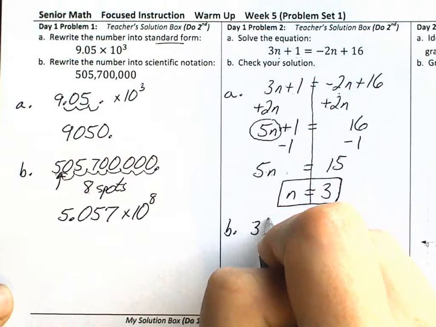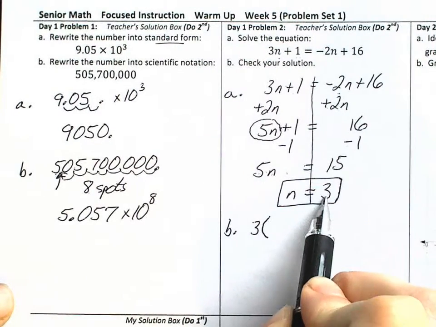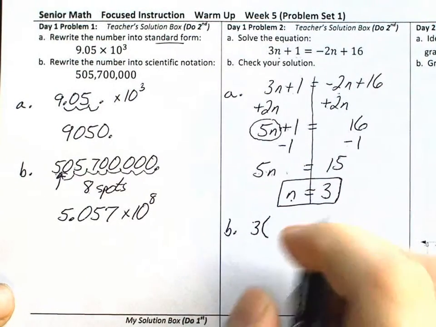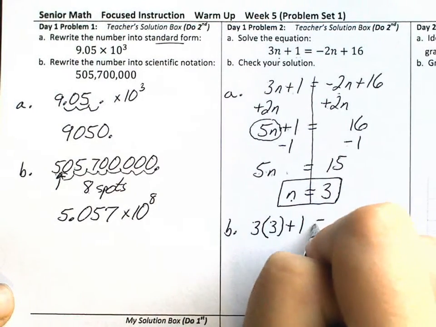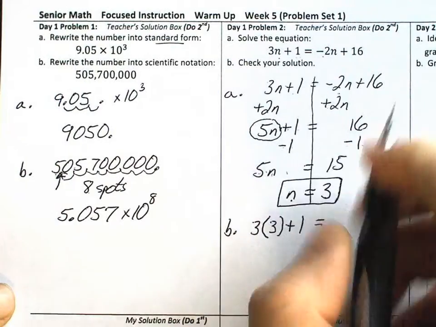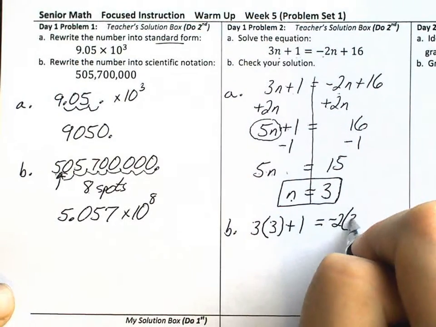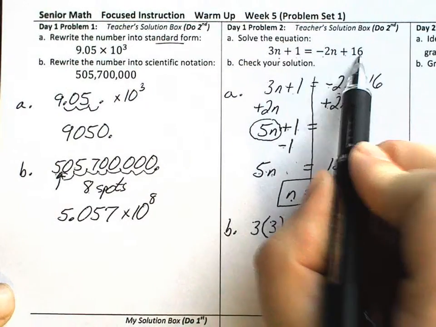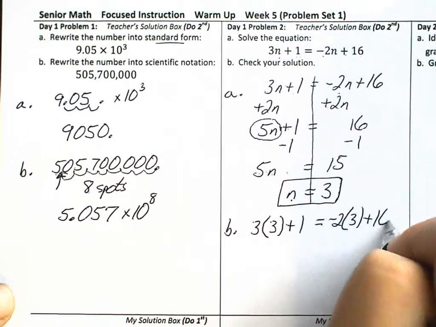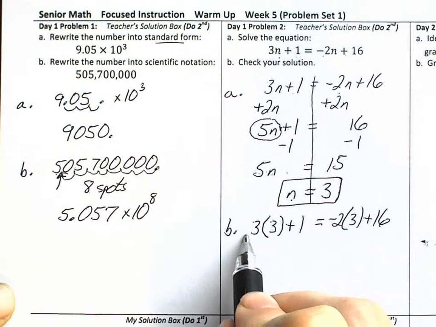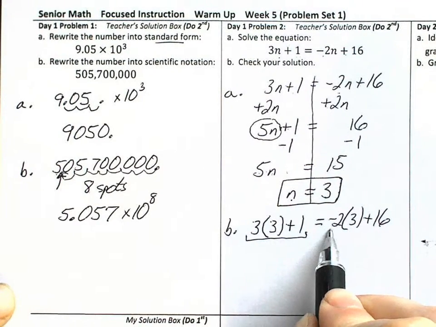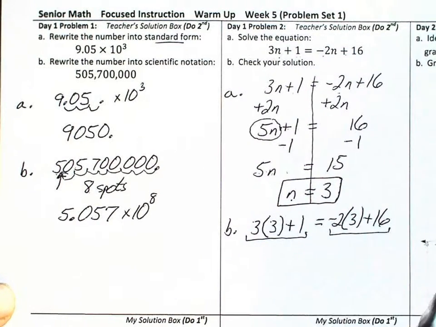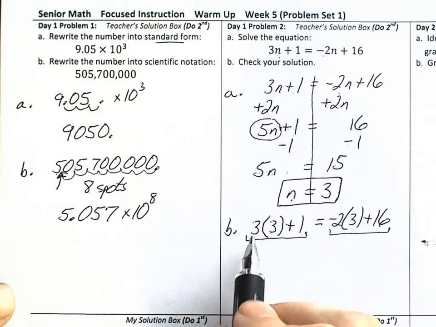So take the original equation, and let's put 3 in place of the letter n. So 3 times 3 add 1 equals negative 2 times 3 plus 16. We need to figure out if this expression to the left of the equals is really equal to this expression to the right side of the equals. So let's work these out.